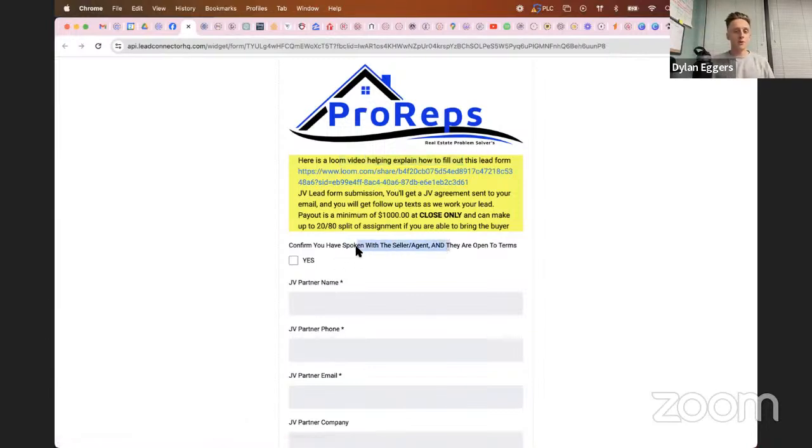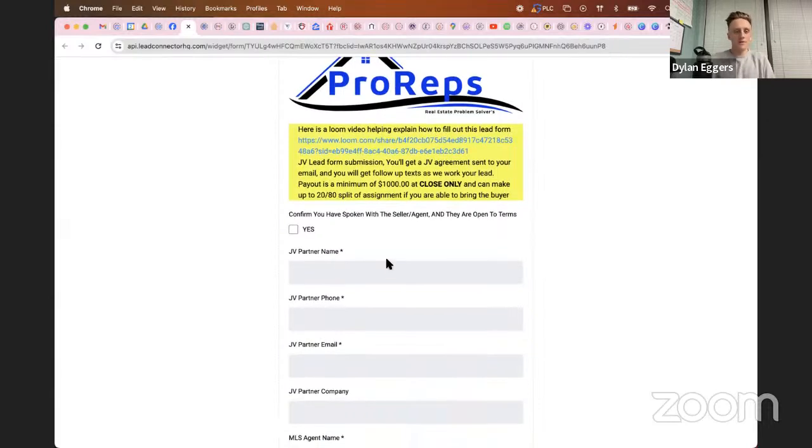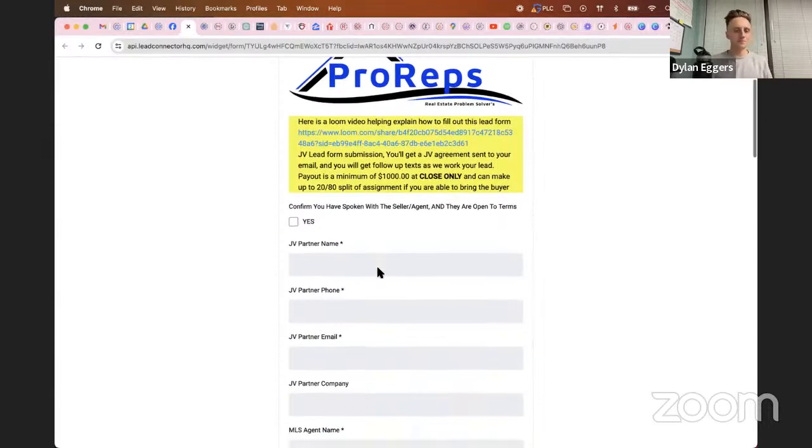Very first thing is confirm you have spoken with the seller and the agent. They are open to terms, right? Or low cash, right? Obviously, if you don't click this button, it will not allow you to submit it. We don't want you guys just sending us seller finance leads on Zillow. You have to call and have a conversation, get the motivation, all that good stuff. We don't want you just submitting blanket leads where you have no idea what's going on.